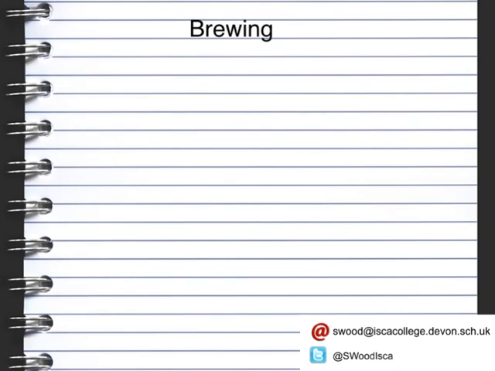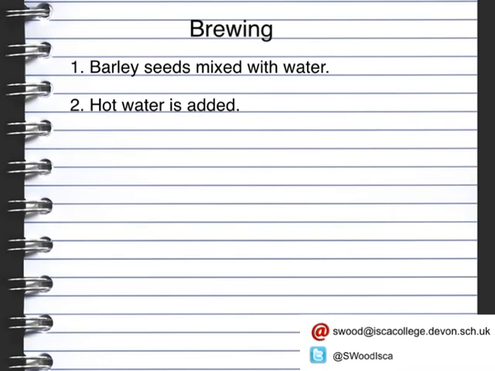Brewing beer has been going on for hundreds and thousands of years. It's got a very specific way of making it, so what we're going to do is go through how we can actually go through the brewing process. Stage 1: barley seeds are mixed with water. What this does is break down the starch molecules into sugar molecules. Stage 2 is known as mashing. This is where hot water is added to extract the sugar. Stage 3 is where the hops are added.